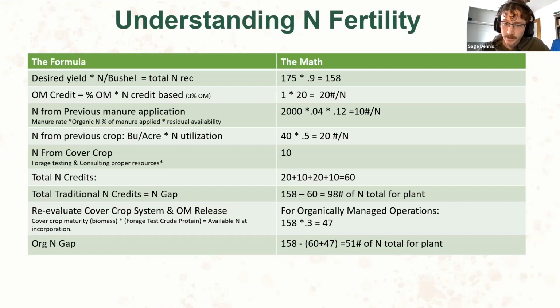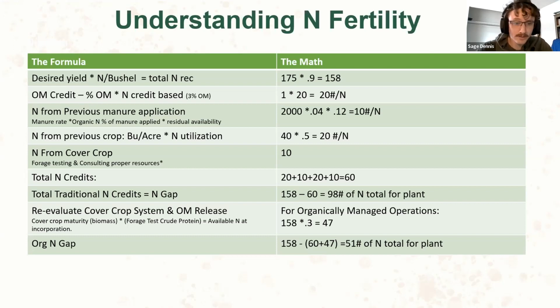I'm going to be speaking about that more at length later in this presentation, but for now, let's just take this 0.3. So I take the total pounds of nitrogen that I'm expected to need, multiply it by 0.3, which gives me 47. I expect, because of my organically managed practices, I'm going to be getting an additional 47 units of nitrogen. But that's not all.